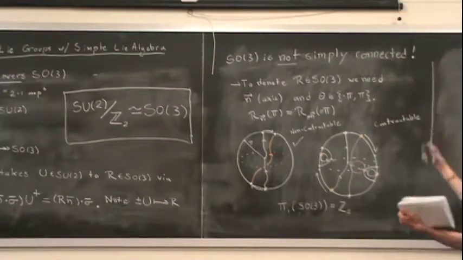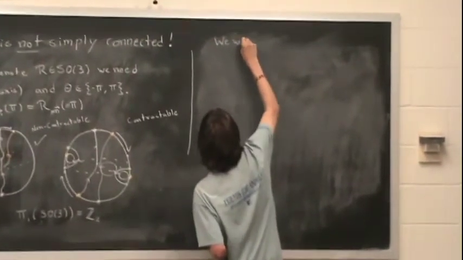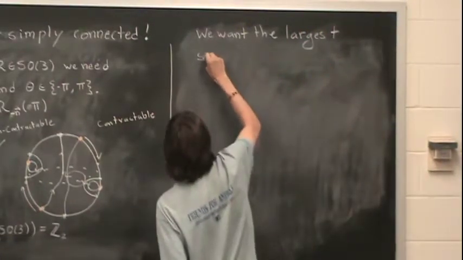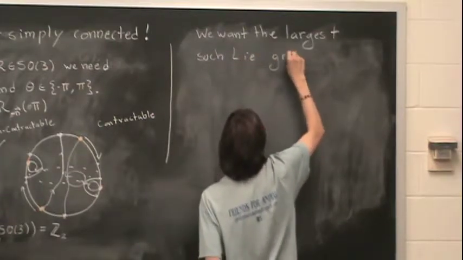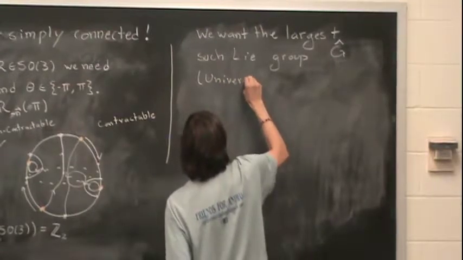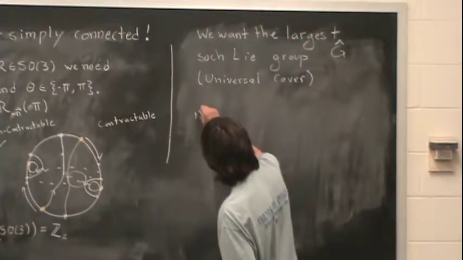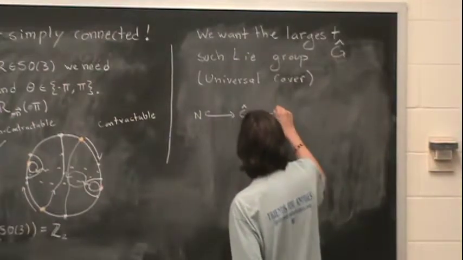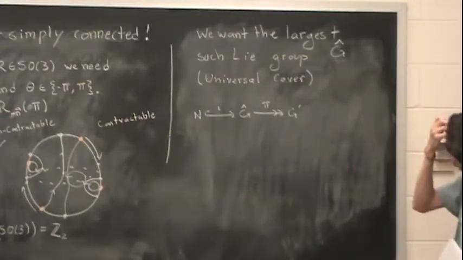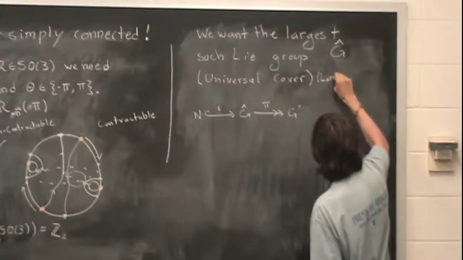So this is the fundamental idea, right? We always want to find the largest such Lie group, which we call G hat. This is what's called a universal cover. Then we think about normal subgroups of the universal cover, and we mod those out and get some other Lie group, G or G prime. This universal cover will have the largest center.